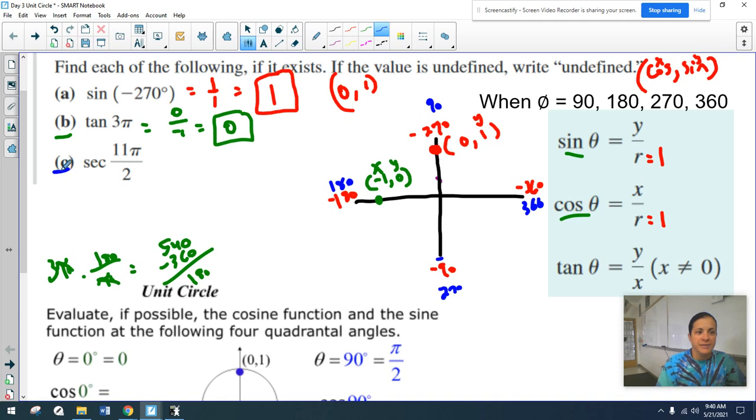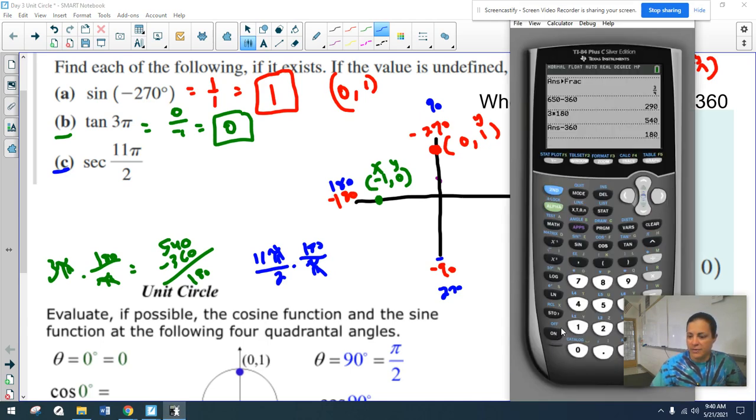Okay, and secant. So 11 pi over 2. We can convert. You want pi to go away, so pi goes on the bottom. 180 divided by 2 is going to give you 90, and let's do whatever 90 times 11 is. So 90 times 11 is 990.